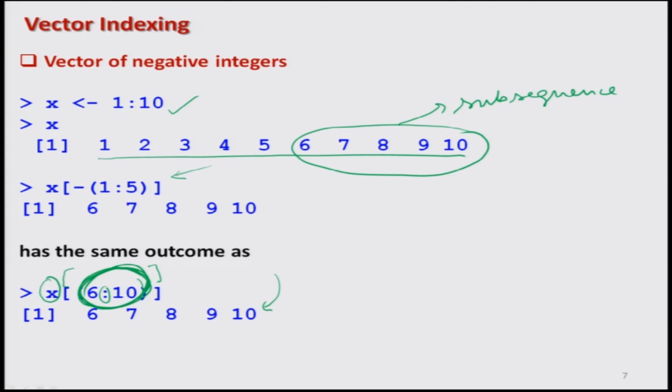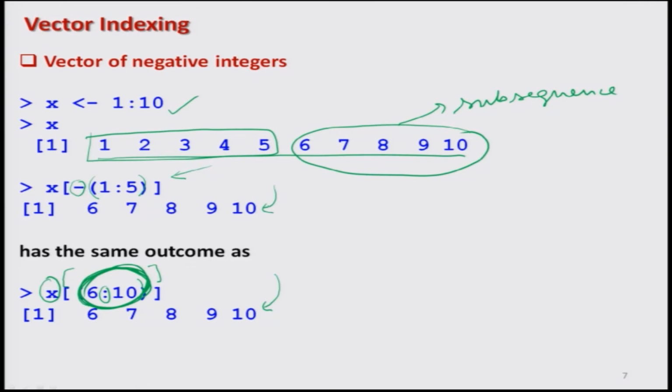I try to write down the complement of 6 to 10. So, I try to write down here the remaining part, that is 1 to 5. Inside this bracket I write 1 colon 5, that means a sequence from 1 to 5, and then I put a negative sign, and you see what we get here: 6, 7, 8, 9, 10.